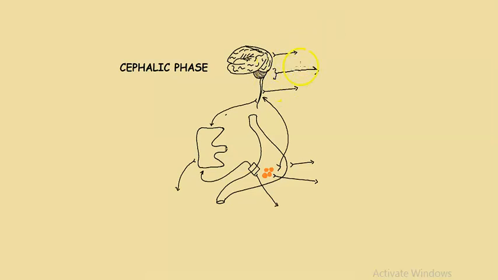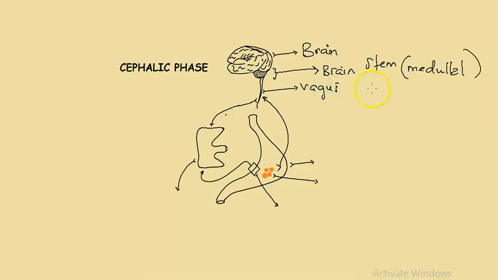So looking at the mechanism of the cephalic phase, let's label this first. Here we have the control center, also known as the brain. And here we have the brain stem. But specifically what we are looking at is the medulla, because that is where we find the attachment of the vagus nerve. That is what we want to focus on. And this guy here is called the vagus nerve, which is the main nerve for the parasympathetic nervous system. Sometimes you can also call it the vagal nerve.